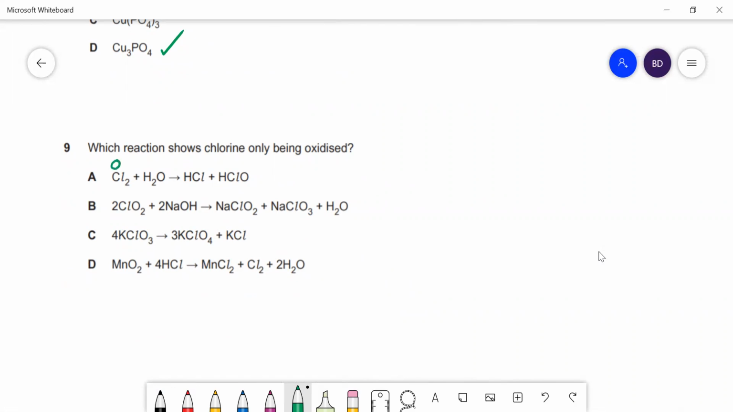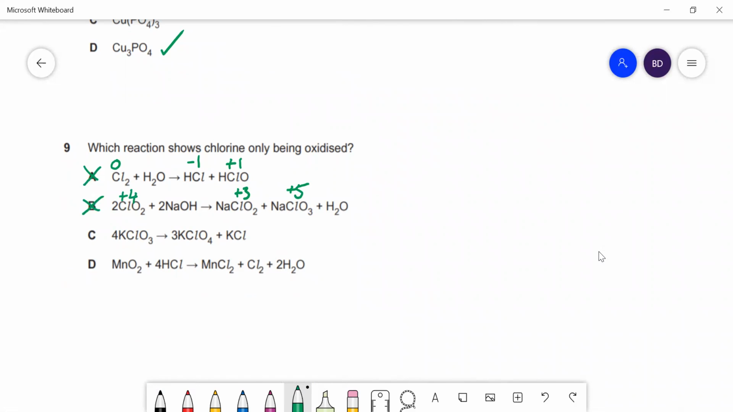Obviously 0 is the oxidation number in chlorine. The oxidation number of chlorine in HCl is -1, and in the hypochlorite it's going to be +1. So chlorine's been oxidized and reduced, so it's a disproportionation. Here, the oxidation number of chlorine in ClO2 is going to be +4. I think this is another disproportionation. In that compound, it goes down to +3, and that one goes up to +5, so it's not that one.